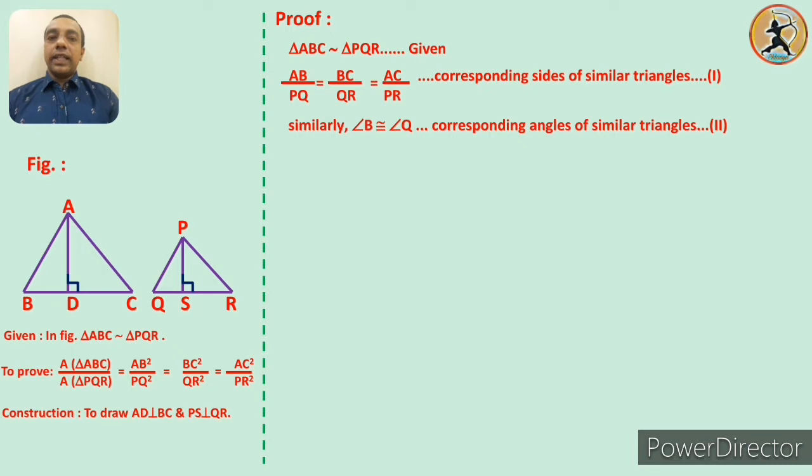So which are the bases and heights of both the triangles, triangle ABC and triangle PQR? Look at here, BC and QR are the bases and AD and PS are the corresponding heights.